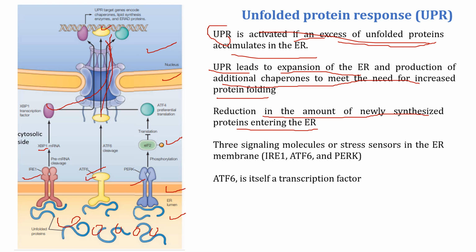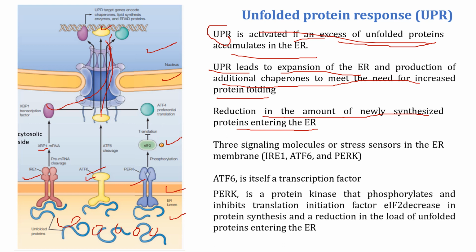Now the third receptor is PERK. PERK is a protein kinase that phosphorylates and inhibits the translation initiation factor eIF2, and decreases protein synthesis, reducing the load of unfolded protein entering into the ER. It also results in the preferential translation of the transcription factor ATF4, which further contributes to induction of the UPR. It also translocates to the nucleus, inducing the production of chaperones, enzymes involved in lipid synthesis, and ERAD proteins.